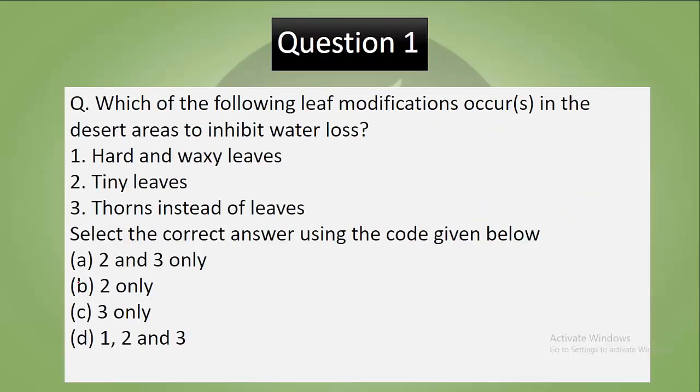We'll start with question 1. Which of the following leaf modifications occurs in the desert areas to inhibit water loss? Hard and waxy leaves, tiny leaves, thorn instead of leaves. Select the correct answer using the code given below. You can pause the video, try to answer.